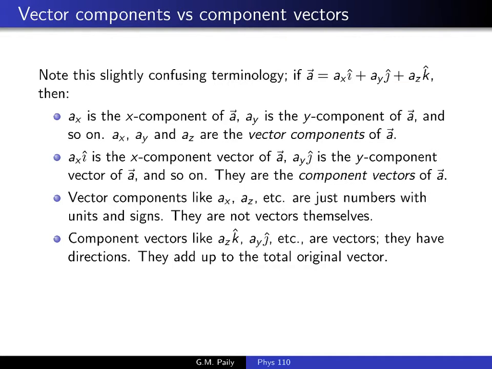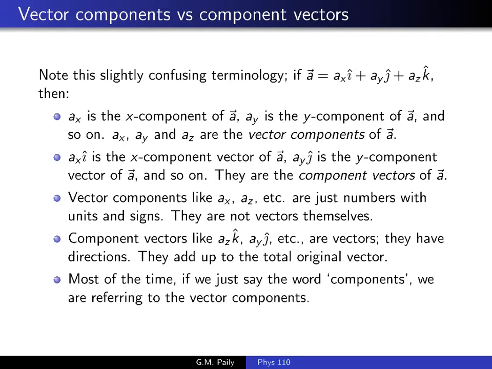Okay, i hat, j hat, and k hat give you north, east, and vertical up, down, and Ax, Ay, Az tell you how far to move in each of those directions. Putting all this information together recovers the original vector. And usually if we just use the word components, we are referring to the vector components Ax, Ay, and Az.